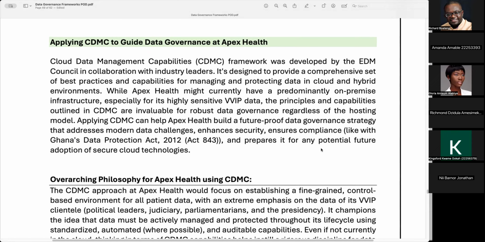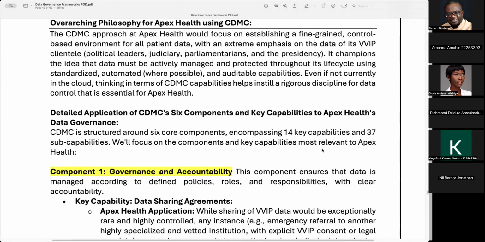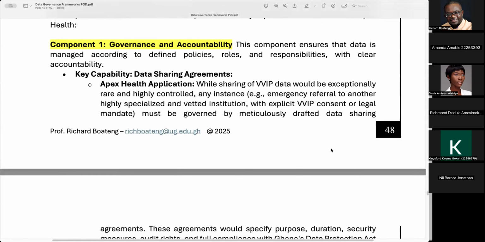CDMC, while developed with cloud and hybrid environments in mind, really emphasizes establishing a disciplined, fine-grained, control-based environment for managing and protecting data. Its core philosophy for Apex Health would be to establish extremely rigorous, demonstrable controls and implement active management and protection for all data, but with an intense, almost forensic emphasis on VVIP data. It provides a framework for implementing standardized, often automated, and highly auditable capabilities that instill a deep level of discipline. This approach can significantly strengthen their posture even on-premise and potentially future-proof them if they ever consider secure cloud options down the line.